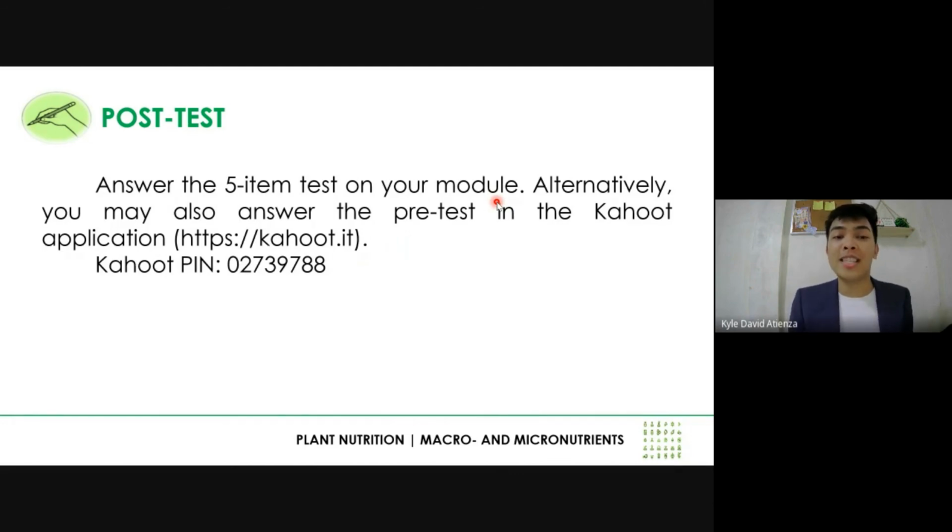And now, in order for me to know whether you have learned something in this module, I want you to answer the same set of questions that is found in your post test. These are 5 items. But again, you can also try answering these 5 questions in the Kahoot application using the same link and pin in order to have an interactive and fun learning experience.